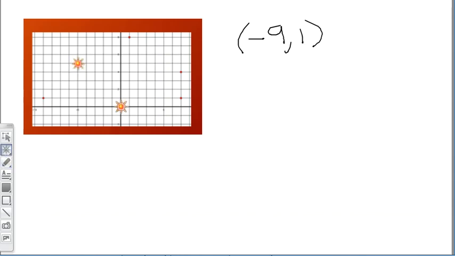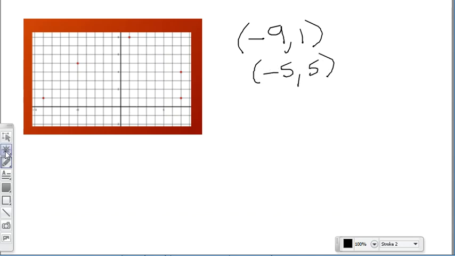For this point, to get to the ordered pair from the origin, we count to the left 1, 2, 3, 4, 5, and up 1, 2, 3, 4, 5. So the ordered pair for that point is -5, 5. The ordered pair for this point, which is in quadrant 1, would be to the right 1 and up 1, 2, 3, 4, 5, 6, 7, 8.